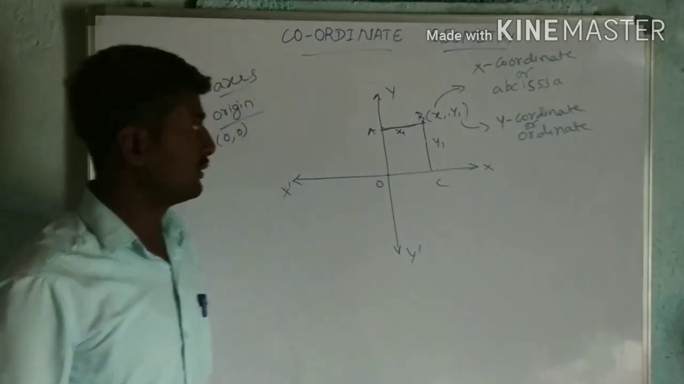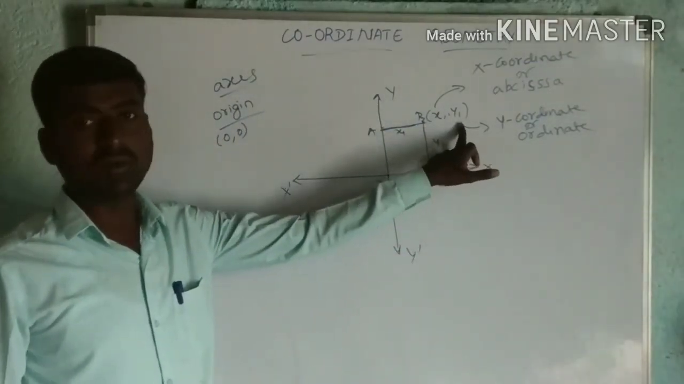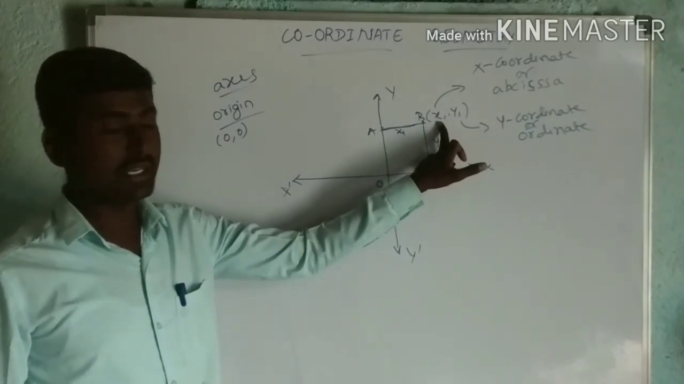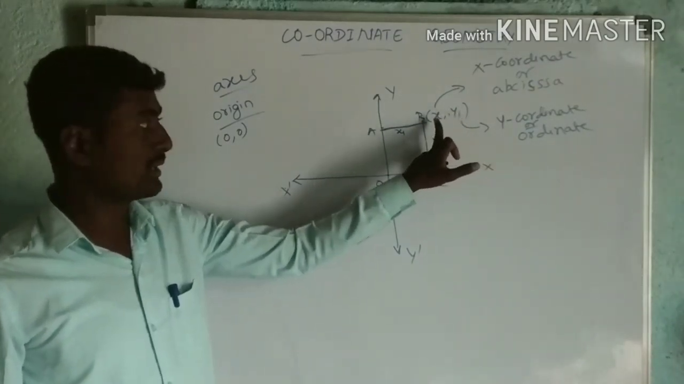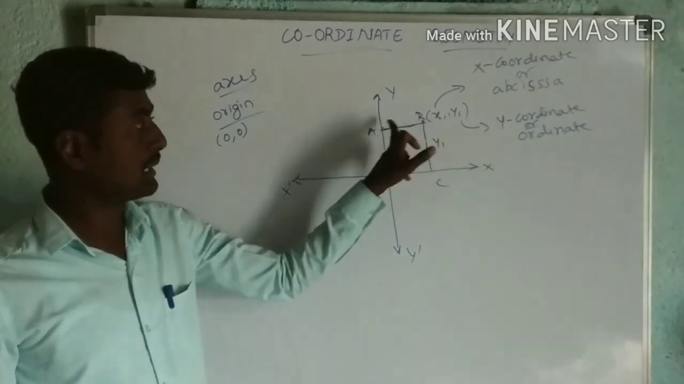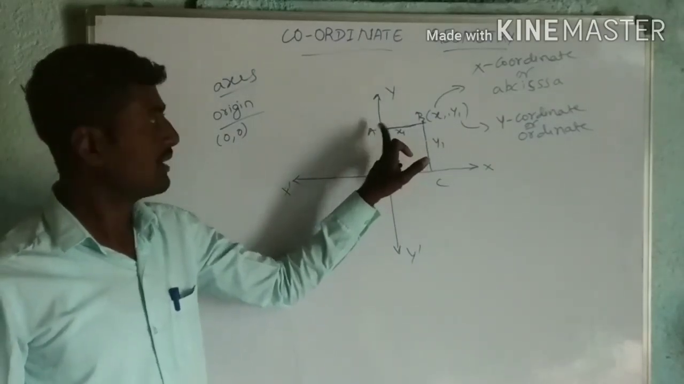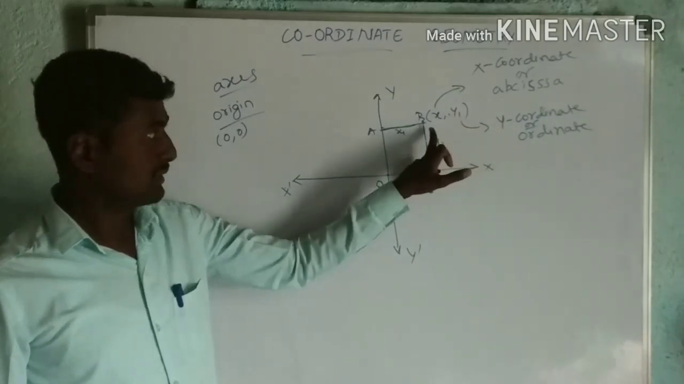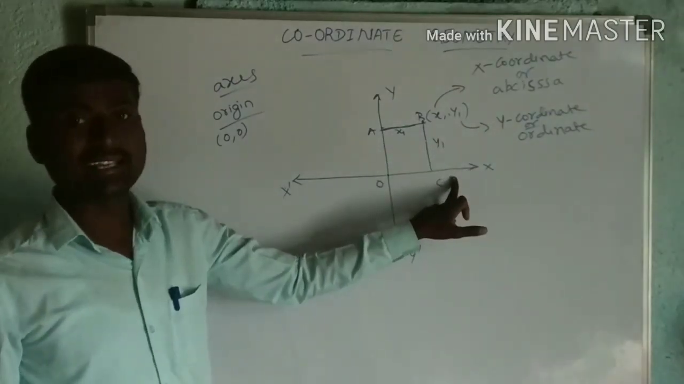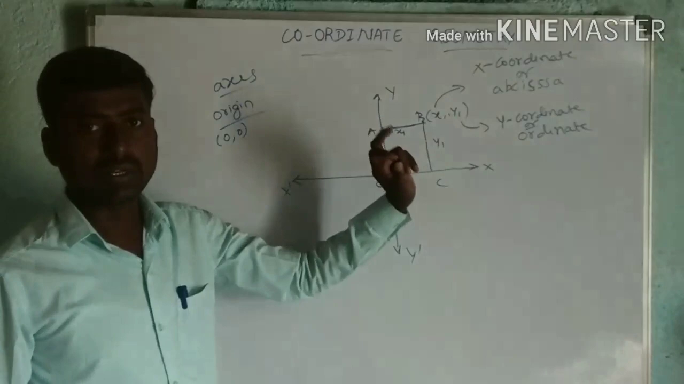So I consider one point (x1, y1). This I call the x coordinate and this is called the y coordinate. The x coordinate is nothing but the distance of a point from the y-axis, that is the x coordinate or abscissa. And the distance of a point from the x-axis is the y coordinate.